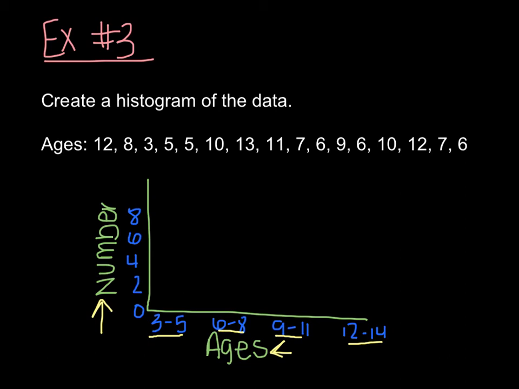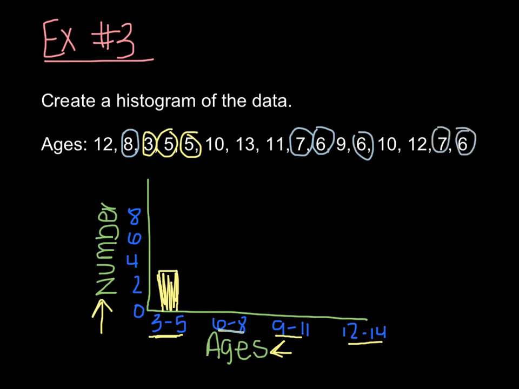We make groups. So let's see how many children are between the ages of 3 and 5. We have 1, 2, 3, and it looks like that is it. So I'm going to make my bar go up to the 3, which is right between 2 and 4. Now let's look for the children between 6 and 8. We have 1, 2, 3, 4, 5, and 6. So I'm going to make that bar go up to 6.